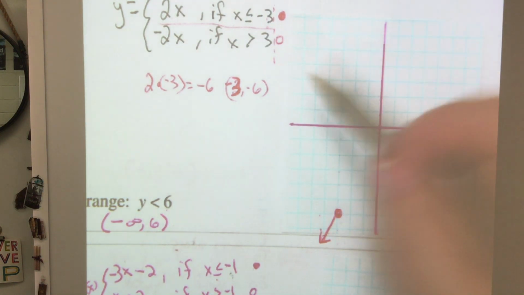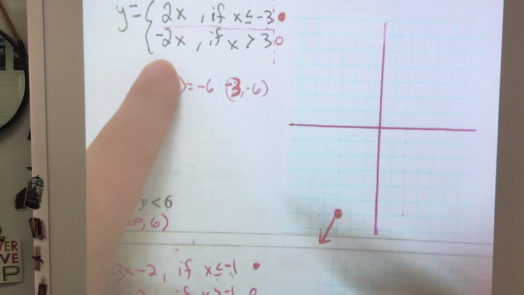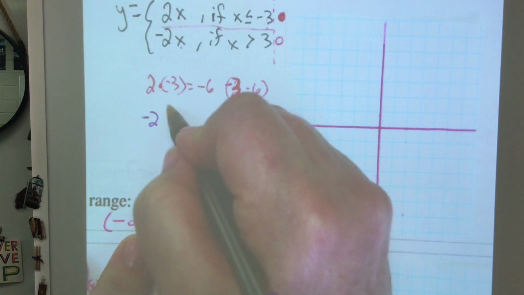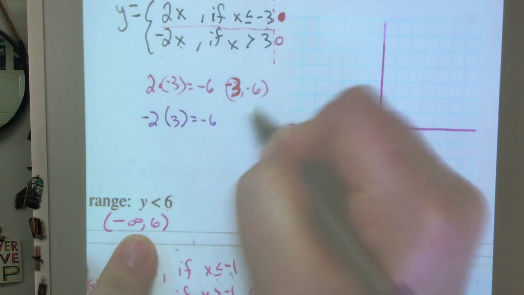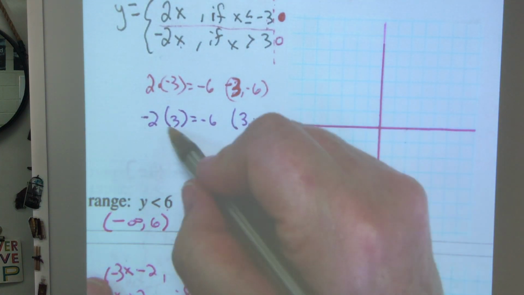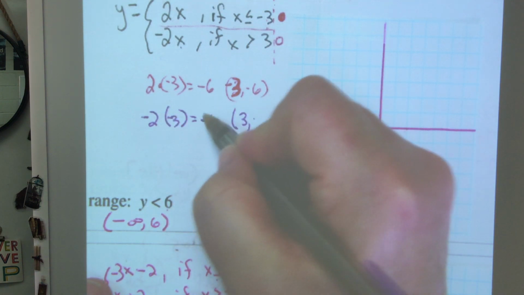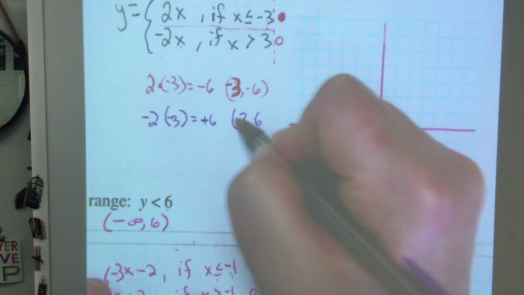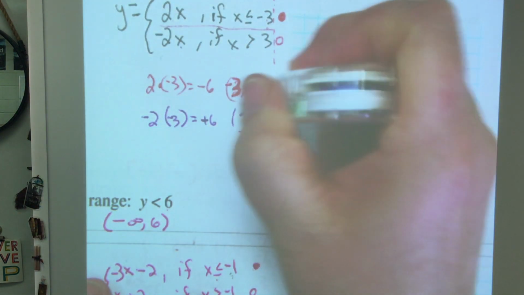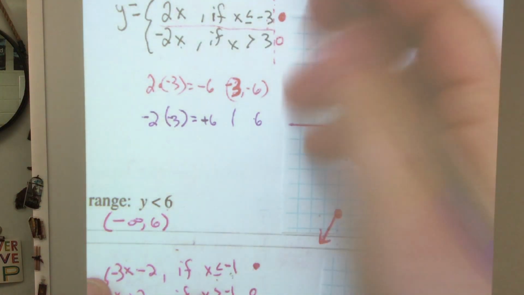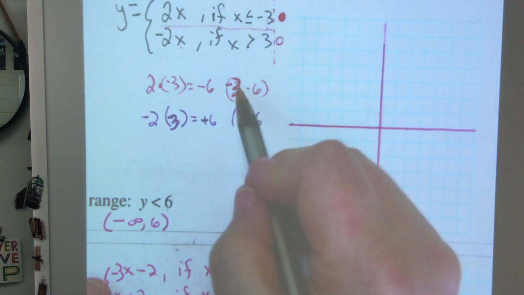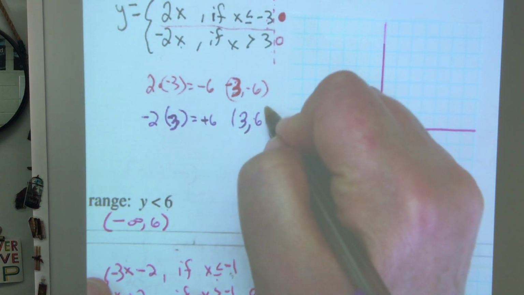Okay, so for the second one, I can plug in 3 for this. So I have -2 times 3, which equals -6. So I have a +3. And wait, that's -3, so that's a +6. -3, +3. Oh, Mrs. Stallings is having trouble. I need to plug in a +3. And that gives me 3, 6. There we go.